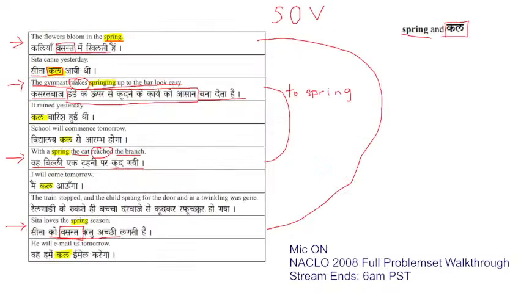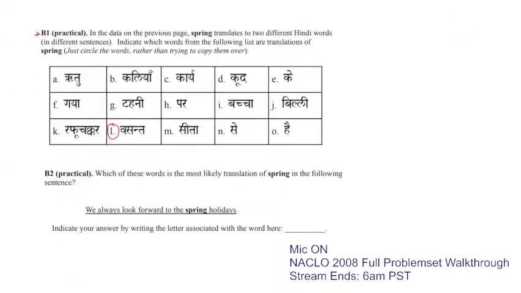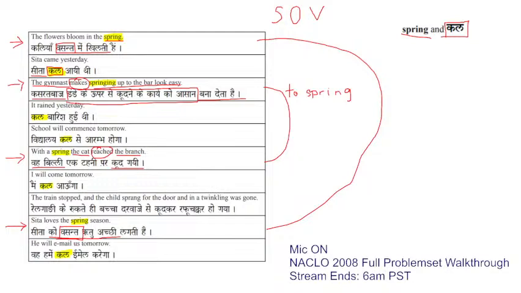Oh, since we know we're currently working on the verb to spring, the spring holidays will be L. Yeah, because that's the season. Okay. Well, at least we got another question done.